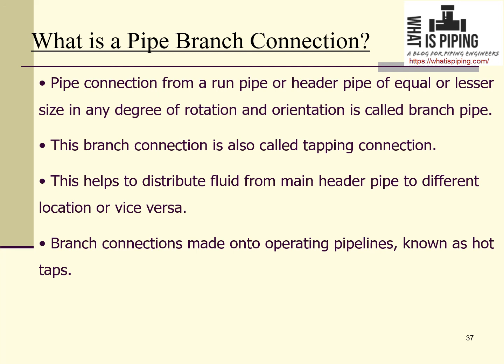Now, what is a pipe branch connection? A pipe connection from a run pipe or header pipe of equal or lesser size in any degree of rotation or orientation is called a branch pipe. This branch connection is also called a tapping connection. This helps to distribute fluid from the main header pipe to different locations or vice versa. Branch connections made onto operating pipelines are known as hot taps.